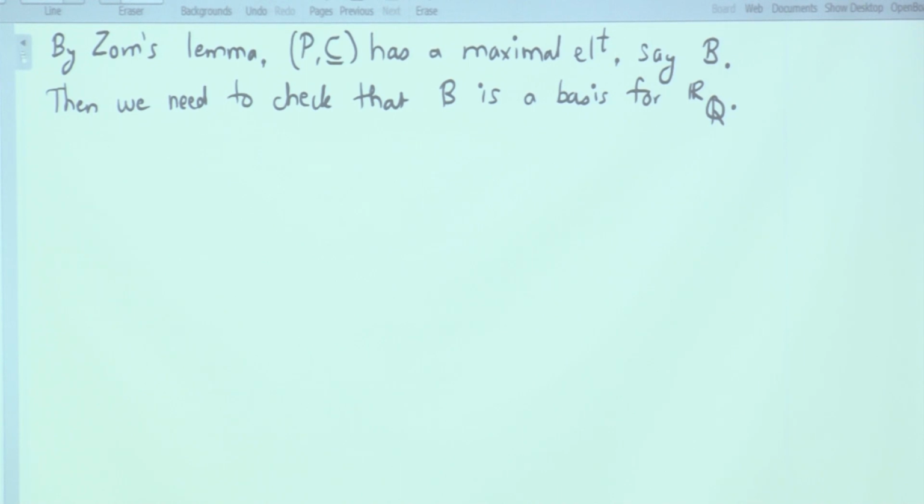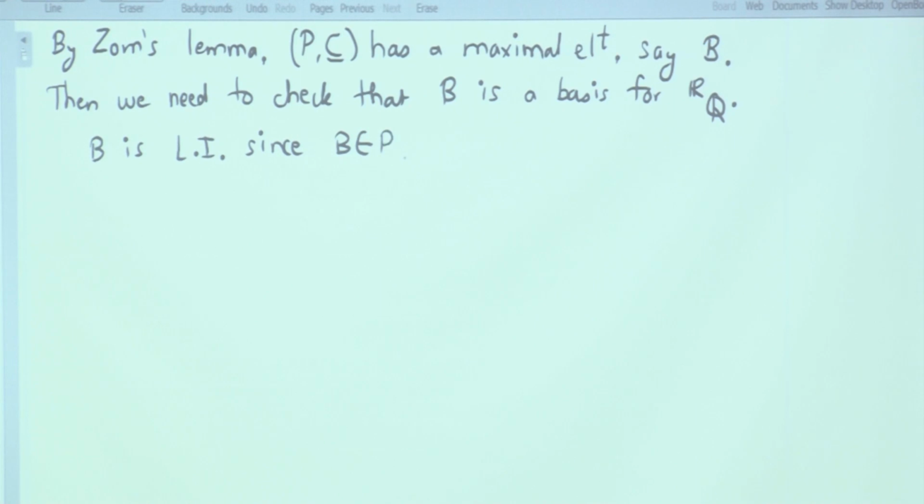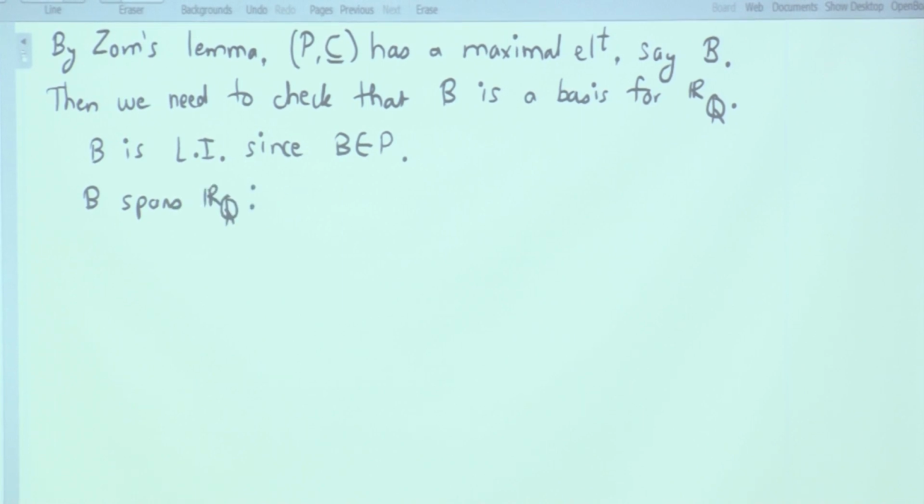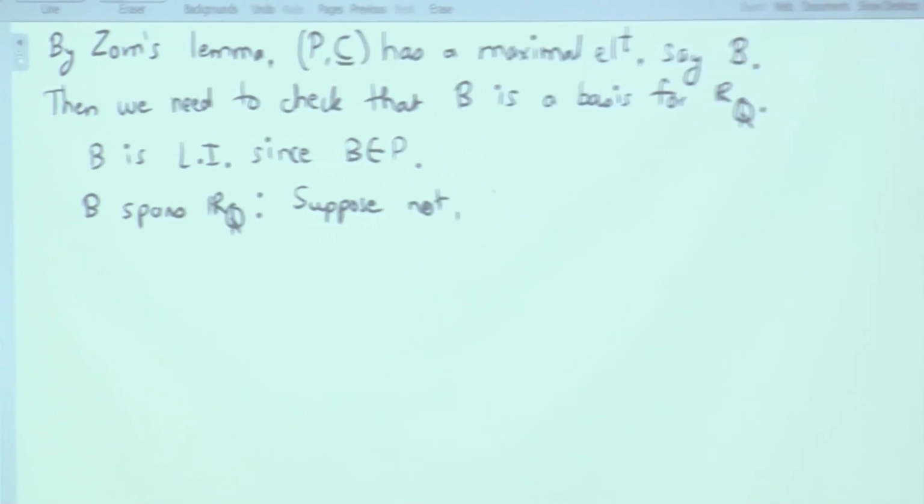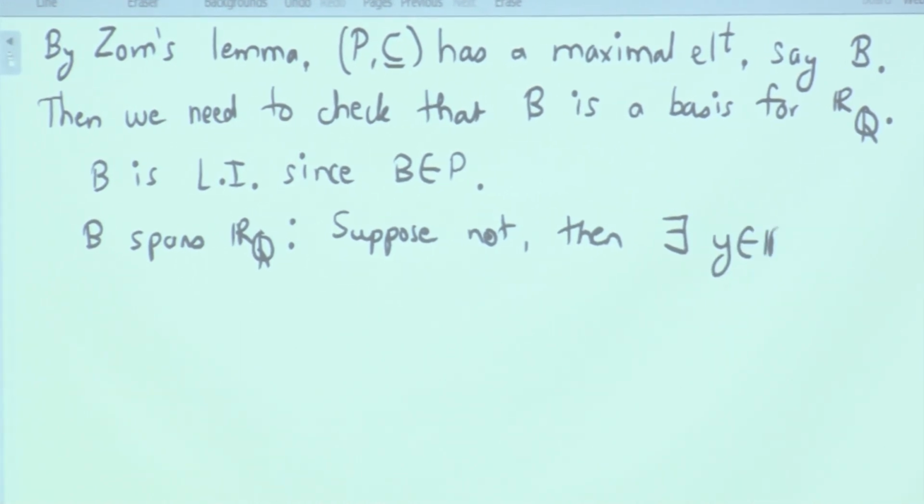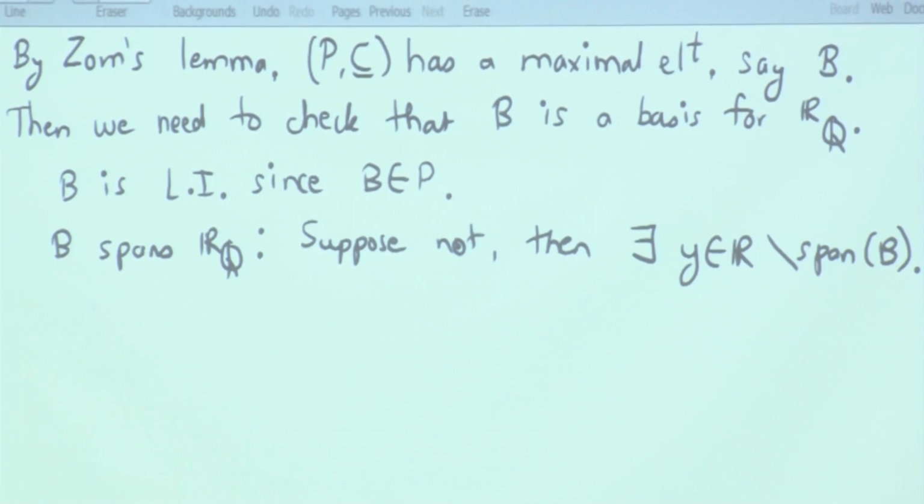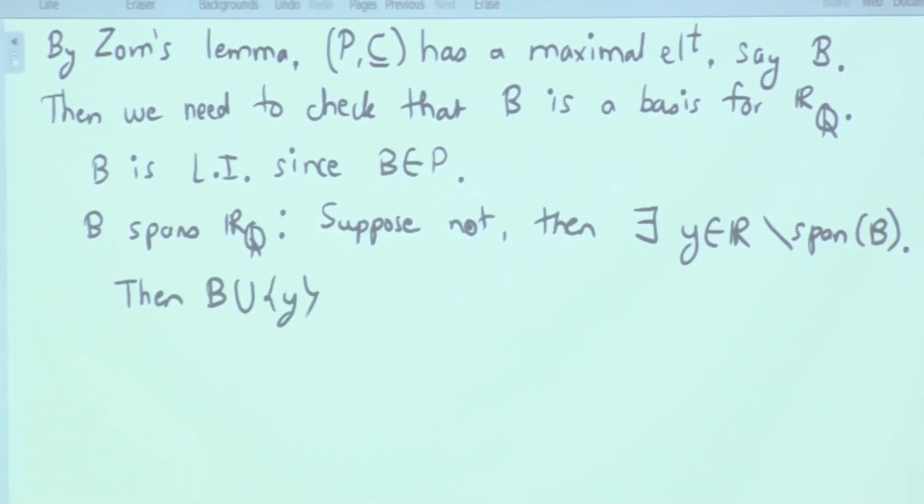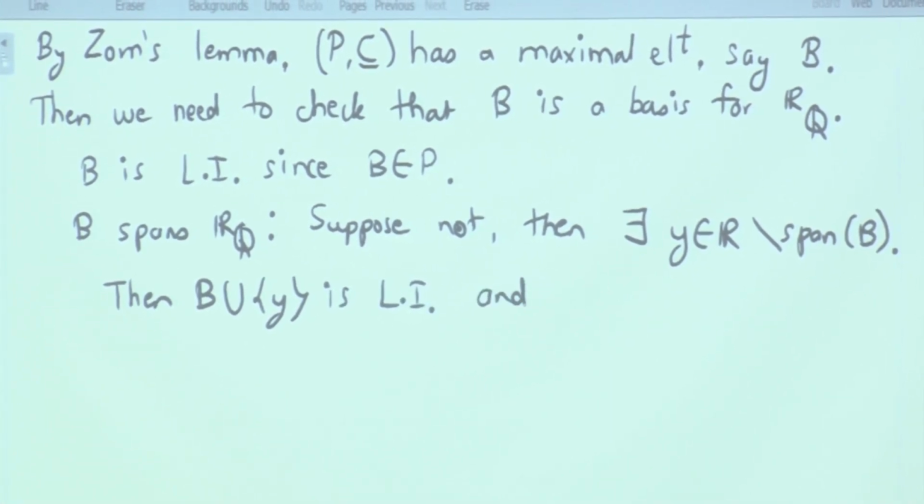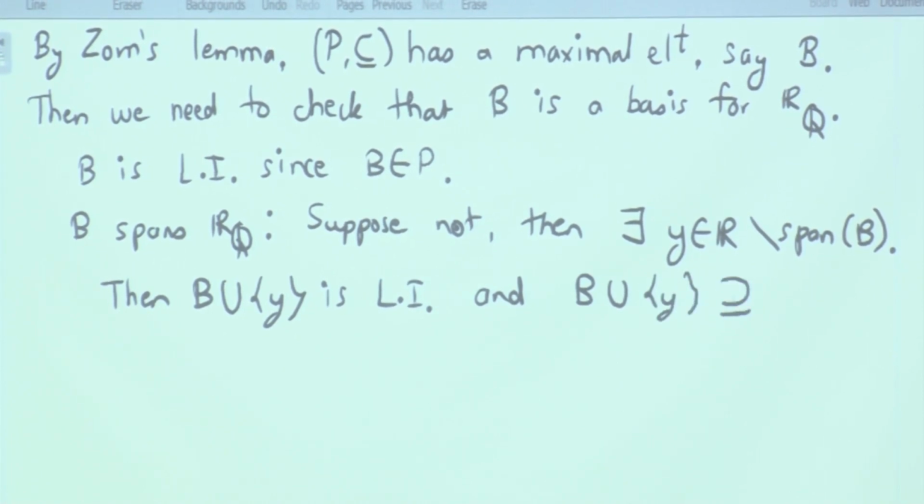What is a basis? So B is linearly independent since B belongs to P. And what is the other thing we need to check? That it spans. Okay, very good. So now B spans R over Q. Suppose not. Then there exists some y in R which is not in the span of B. What do I conclude from here? Then B union singleton y is linearly independent, and B union singleton y is a proper superset of B, contradicting maximality.